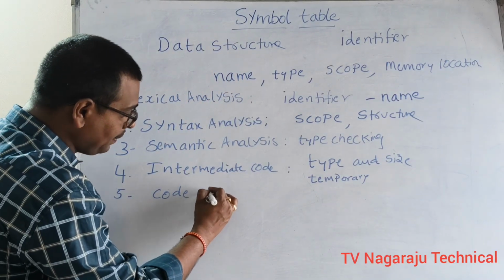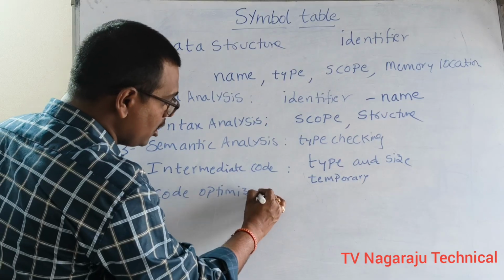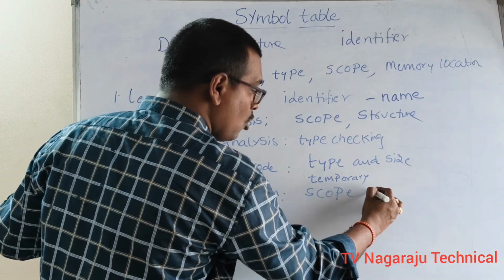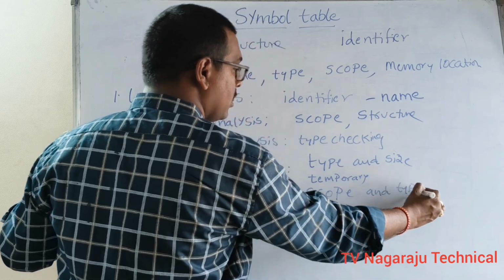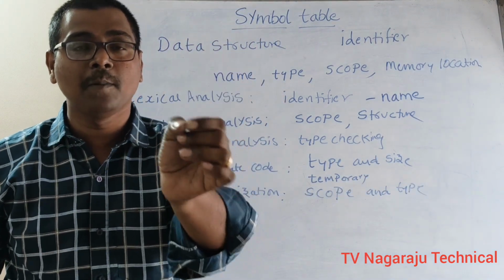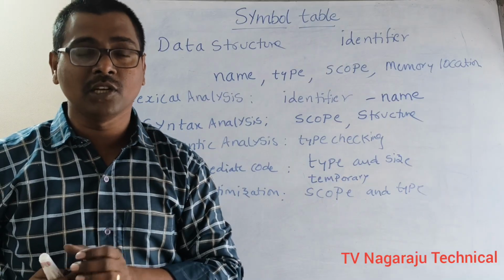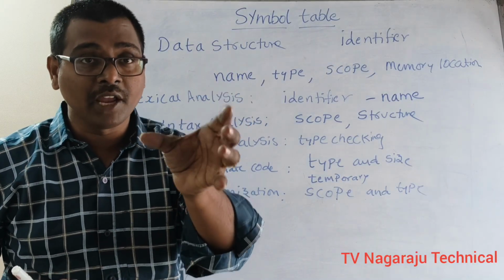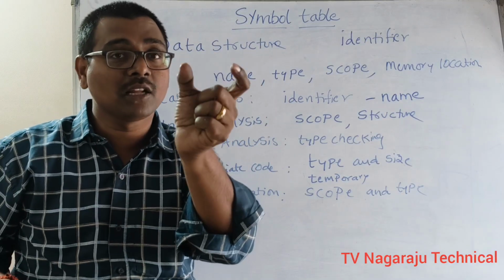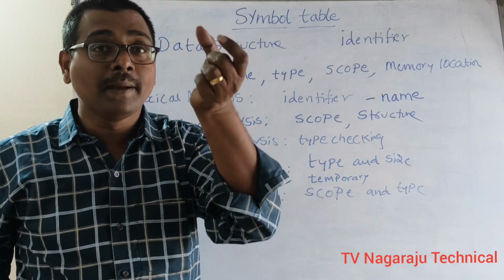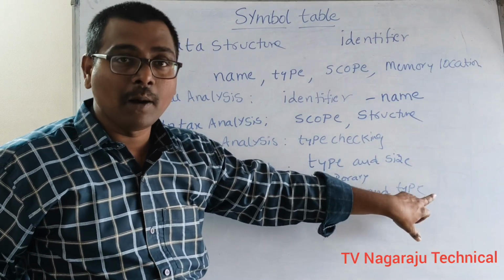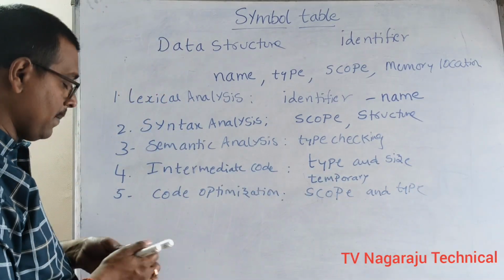Now code optimization. This code optimization phase uses scope and type information. Simply, it assists the memory optimization and register optimization. What is the scope of the variable? Is it possible to reduce or increase the scope? Based on the scope, is it possible to optimize the particular variable or not? So it uses the scope and type information for optimization.